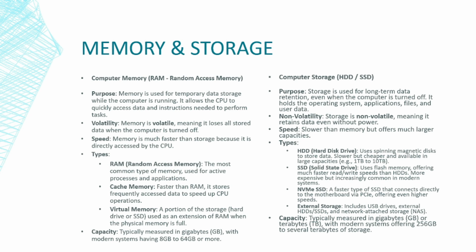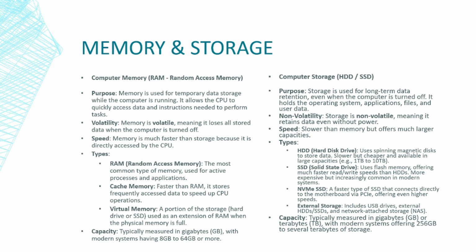Types: RAM, random access memory, the most common type of memory used for active processes and applications. Cache memory, faster than RAM, it stores frequently accessed data to speed up CPU operations. Nowadays, cache memory is stored inside the processor itself. So, if a computer needs to execute a program, it first of all goes and looks inside the cache memory to find the program. If it doesn't find the program there, it goes to the RAM and then to the hard drive.